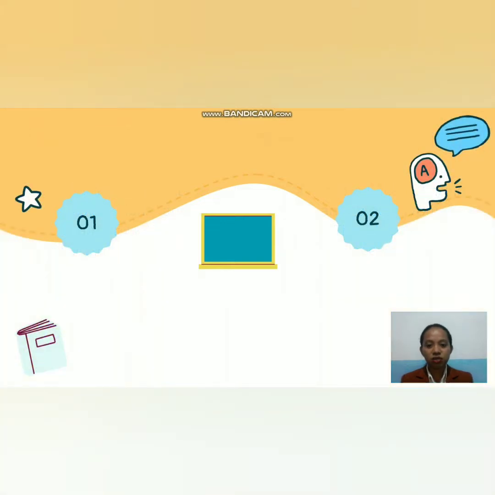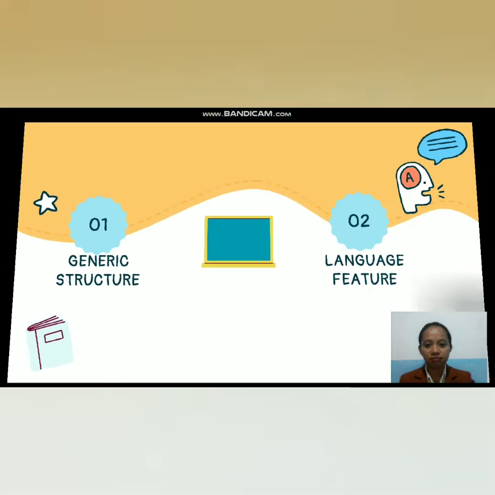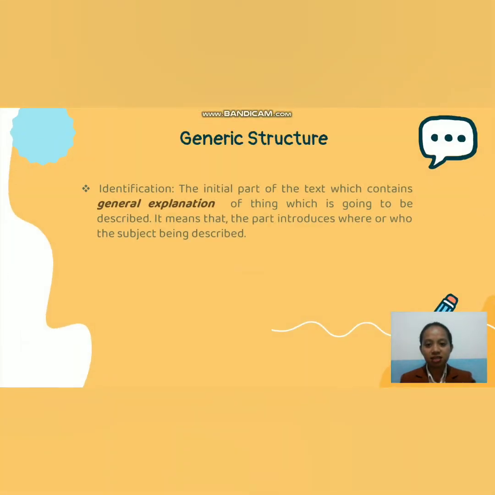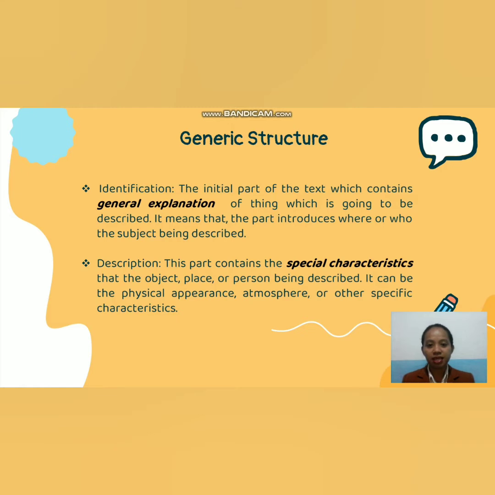Okay, students, as we know, every type of text must have its own generic structure, social function, and language feature. Descriptive text has two elements: generic structure and language feature. First is generic structure. Generic structure consists of identification and description. Identification here is a general explanation. It means that this part introduces where or who the subject being described is, while description is the special characteristics or special explanation of the object, place, or person being described. It can be physical appearance, atmosphere, or other specific characteristics.